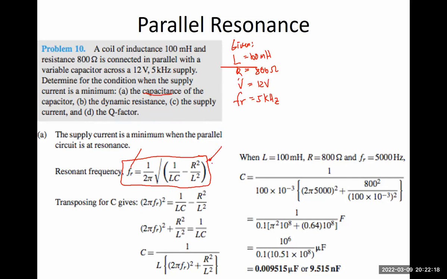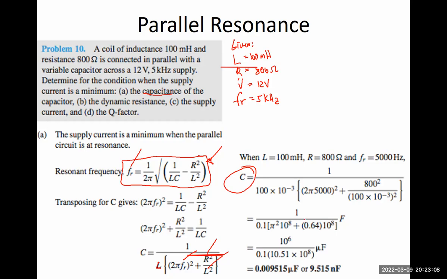So by manipulating this equation, we could say that the capacitance C is equal to 1 over L multiplied by 2 pi FR squared plus R squared over L squared. Since we have complete ingredients, we have a resonant frequency of 5 kilohertz, an R of 800 ohms, and an inductance of 100 millihenry, we could simply substitute all the values to determine the capacitance C. And that will now give us 9.515 nanofarad.